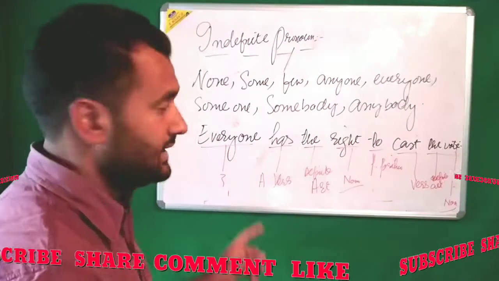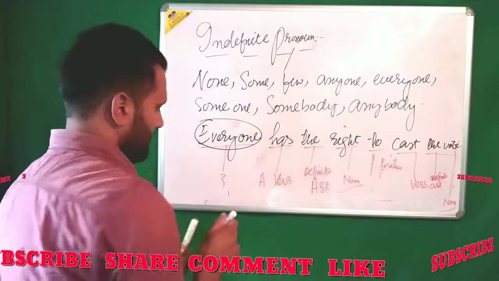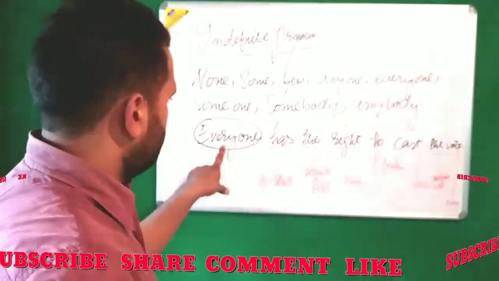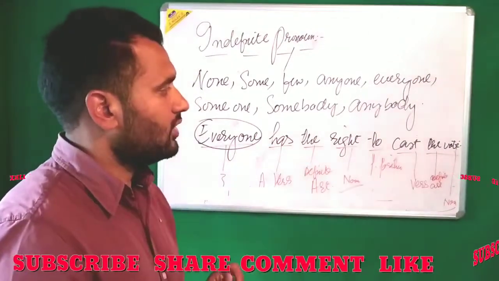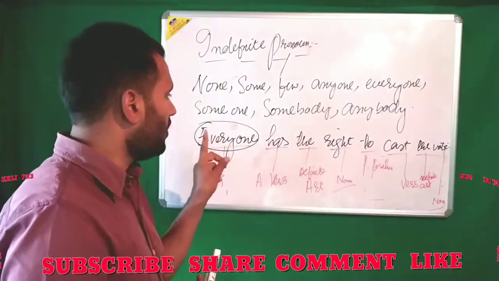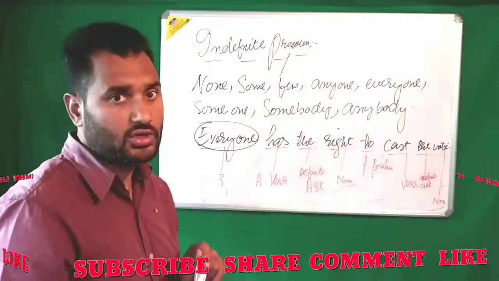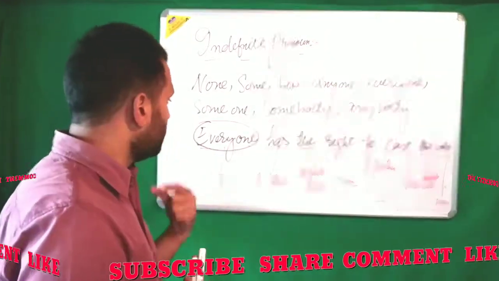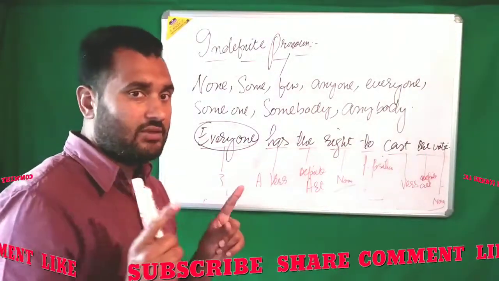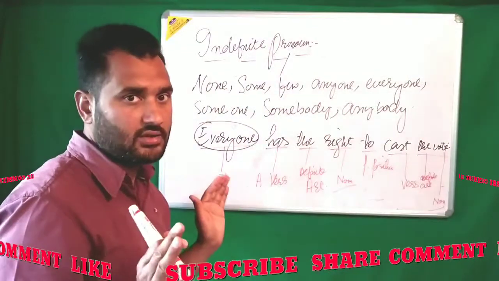Now see, this is the word everyone. This we have to clear. Everyone has the right to cast the vote. We are supposed to use all the names of those very persons who have the right to cast the vote. But instead of their names, we are using a particular single word, everyone. So everyone is acting as a pronoun. This is clear.